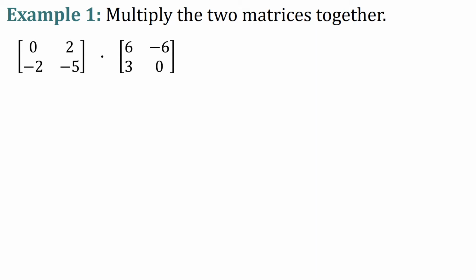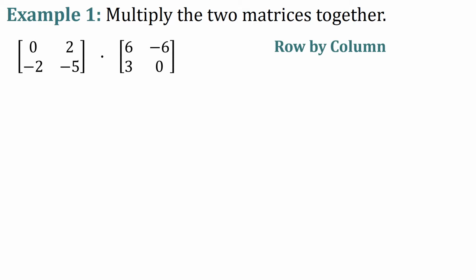spots. Well, you may be tempted to do the same thing for multiplication. However, that is not the case. Do not multiply corresponding spots whenever you multiply matrices. Instead, we're going to multiply the row of the first matrix by the columns of the second matrix.